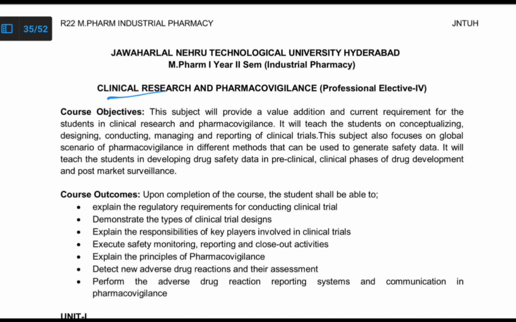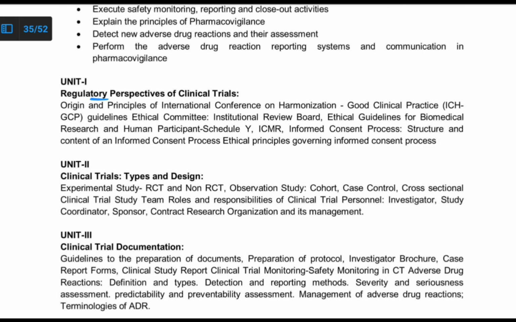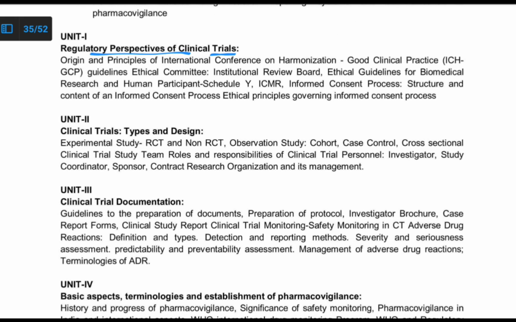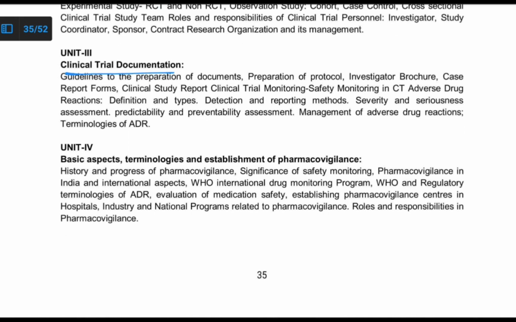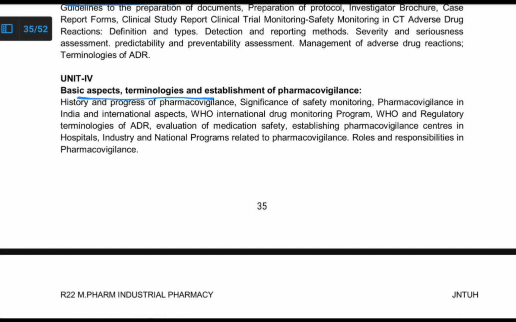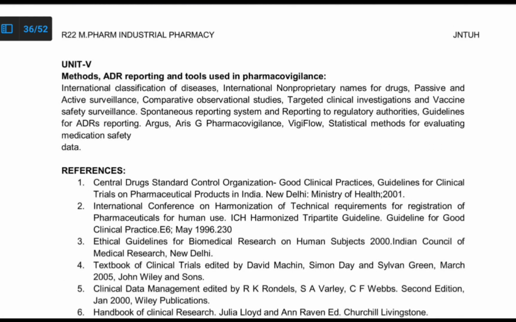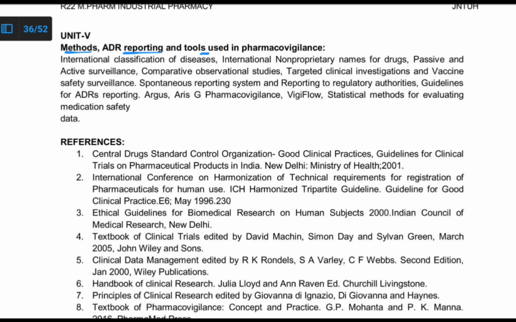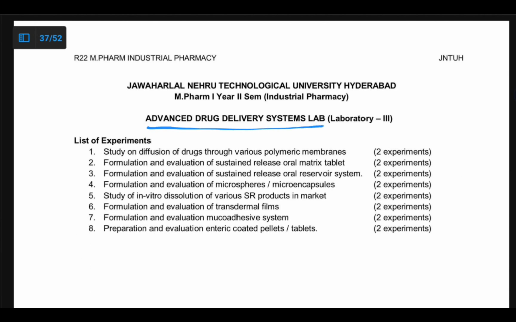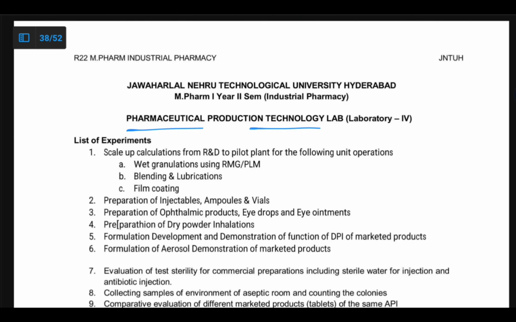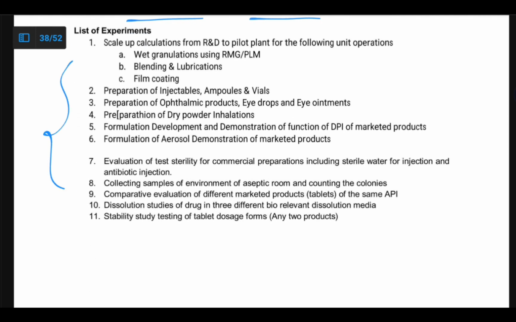Clinical research and pharmacovigilance. In this, we have regulatory perspectives of clinical trials, types and design, clinical trial documentation, basic aspects, terminologies, establishment of pharmacovigilance methods, ADR reporting, tools used in pharmacovigilance. Advanced drug delivery systems lab, these are the experiments. Then pharmaceutical production technology lab, these are the experiments involved.